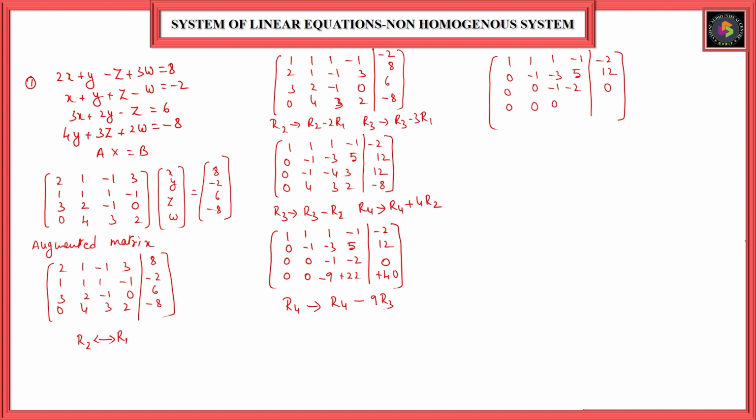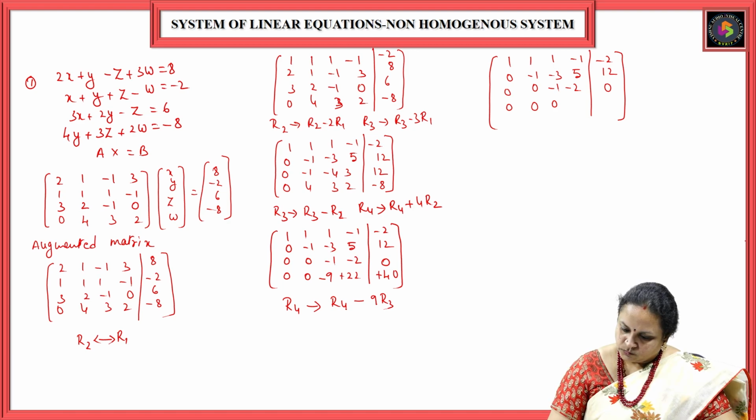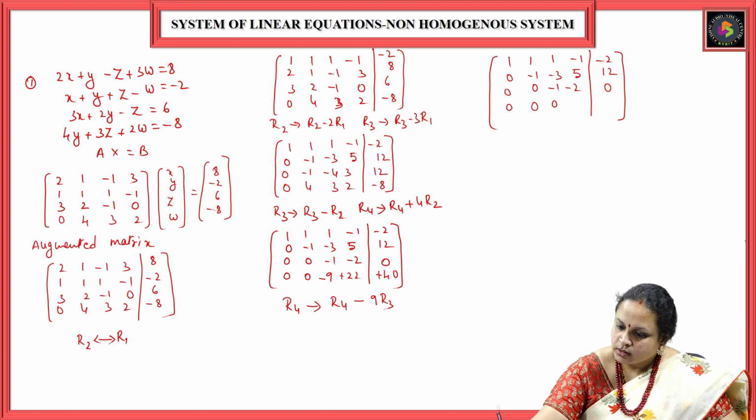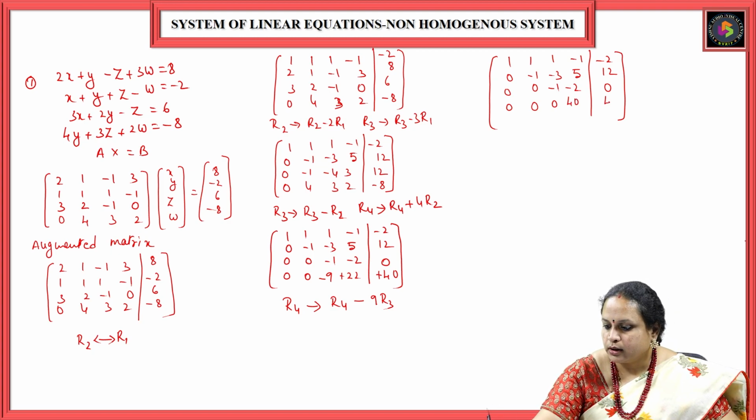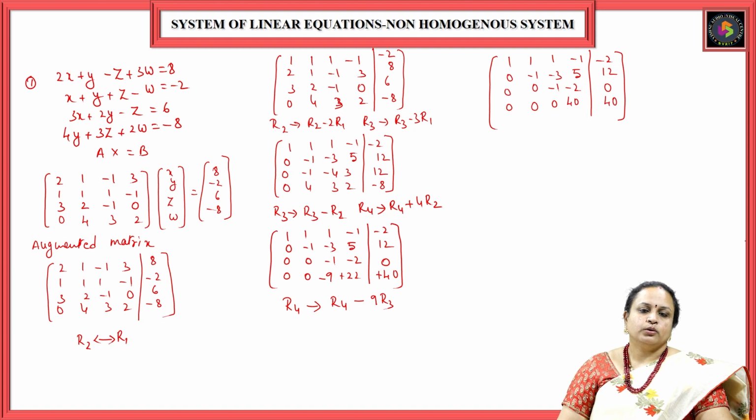Zero, 0, 0. Then it will be row 4 minus 9 times row 3. So it is 22 plus 18. So it is 40 and 40. This is what we are going to get.